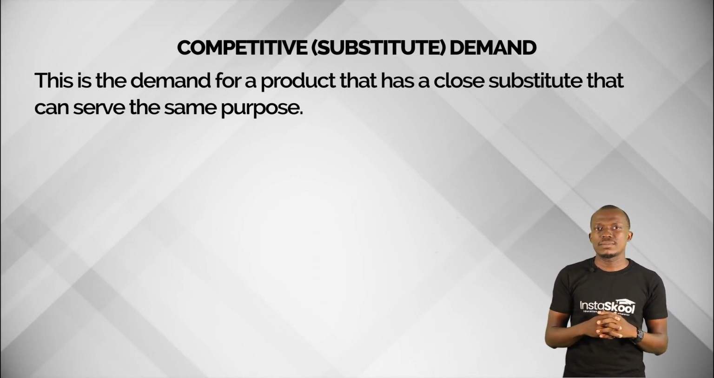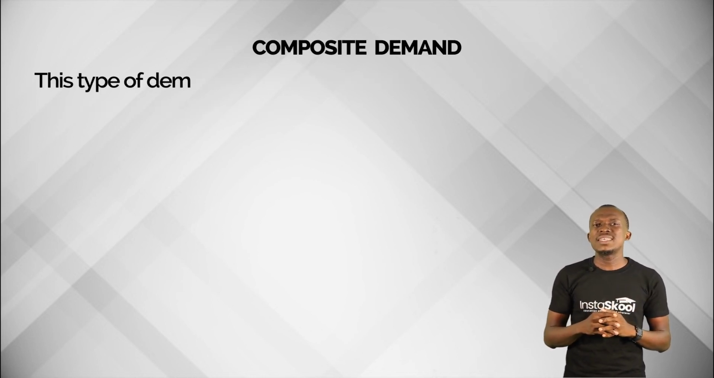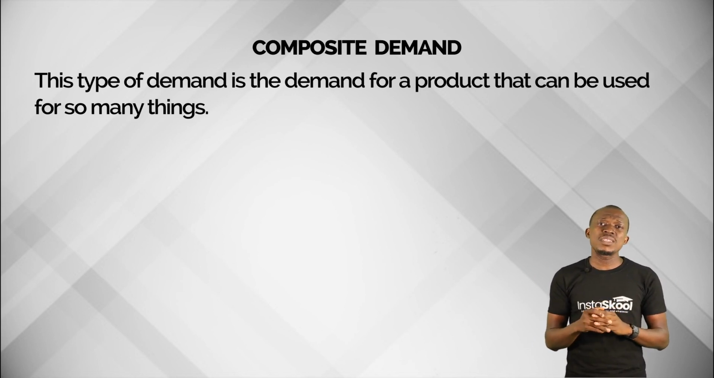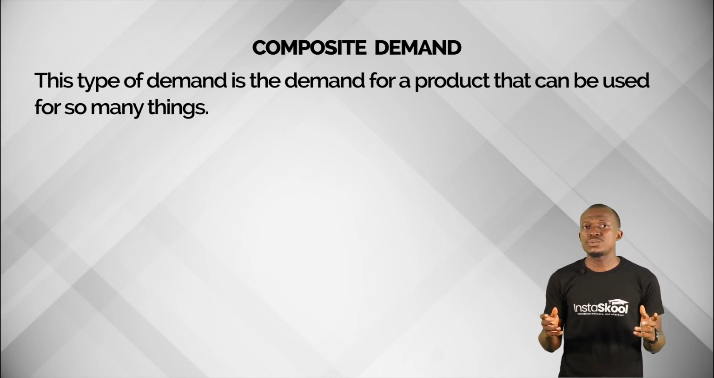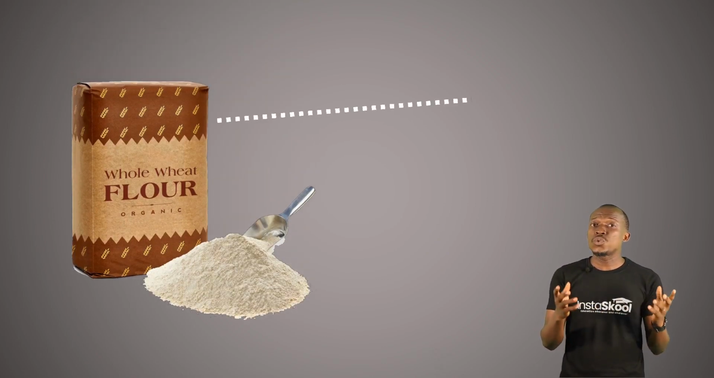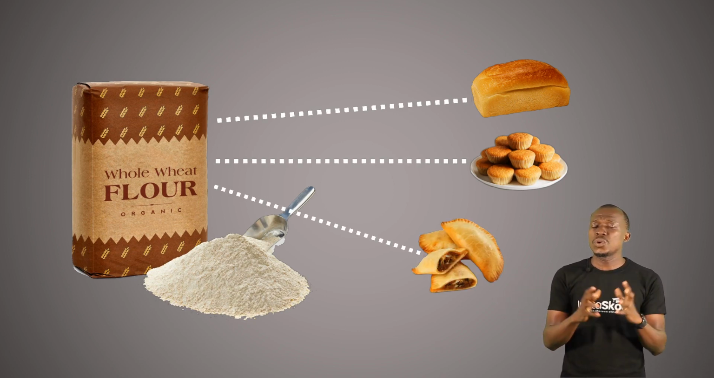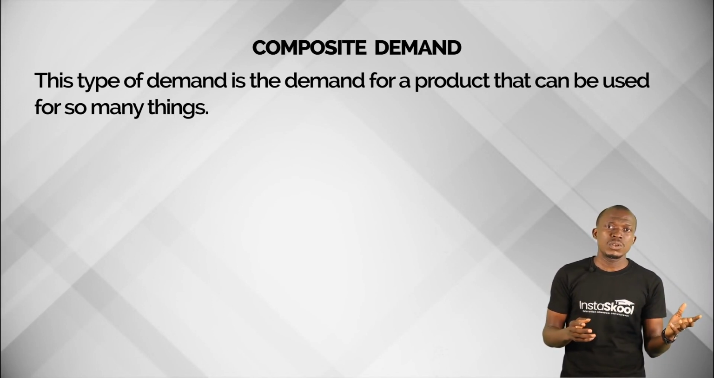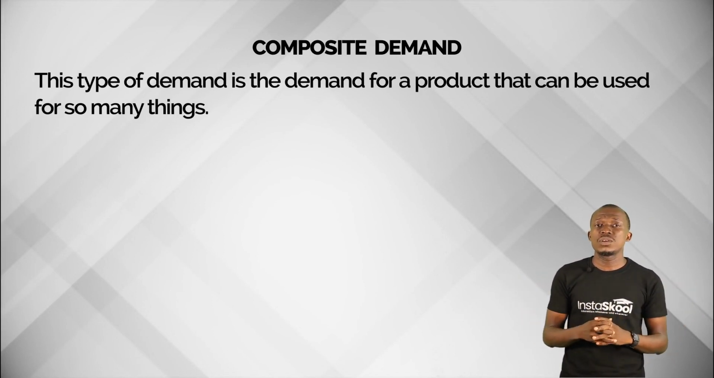The examples are endless. The third type of demand is the composite demand. This type of demand is the demand for a product that can be used for so many things. And so, if you are demanding it for one use, another person may be demanding it for another use. Take for example, when you demand for a bag of flour, you could want to use it to make bread, or cake, or snacks like meat pie and fish roll. Also, when you demand for cocoa powder, you could want to use it for beverage, or you want to use it for baking. So these goods have composite uses. You have more than one use.